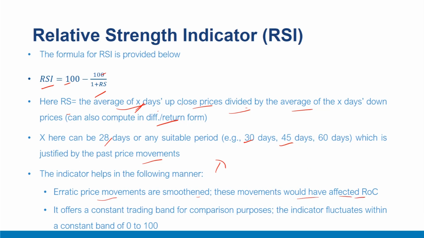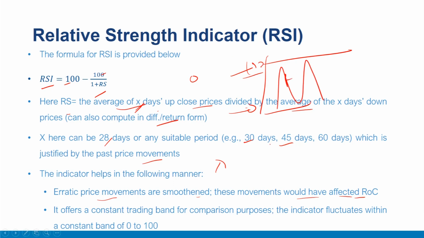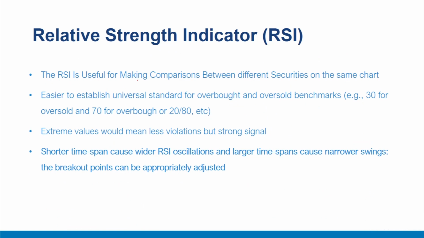Also, it ranges from 0 to 100, so this measure offers a constant band of 0 to 100 within which the RSI indicator would fluctuate. In this fashion, RSI becomes extremely useful for making comparisons between different securities on the same chart. For example, if you have the 100 and 0 levels constant for both securities, then both will fluctuate in between. And we can establish universal standards of overbought and oversold.